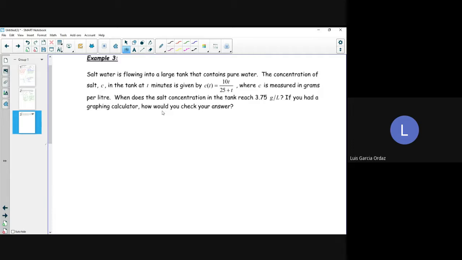So we have salt water flowing into a large tank that contains pure water. The concentration of the salt, C, in the tank at T minutes is given by C of T is equal to 10T over 25 plus T, where C is measured in grams per liter. When does the salt concentration in the tank reach 3.75 grams per liter? Sounds like a chemistry question. If you had a graphing calculator, how would you check your answer?